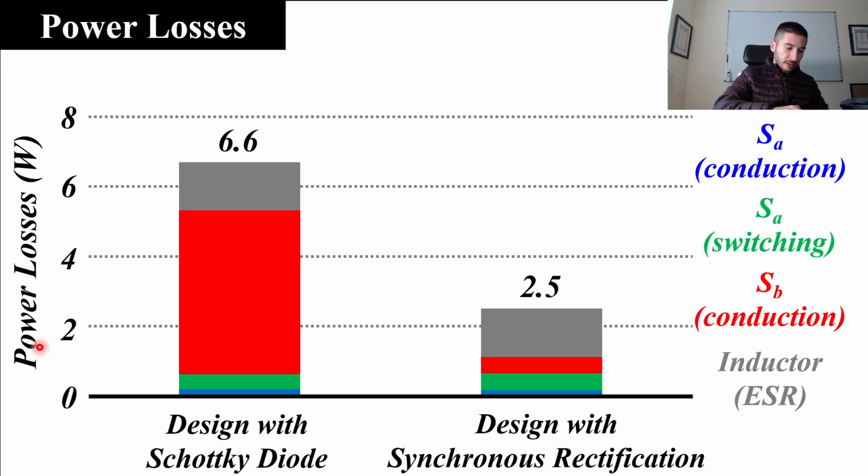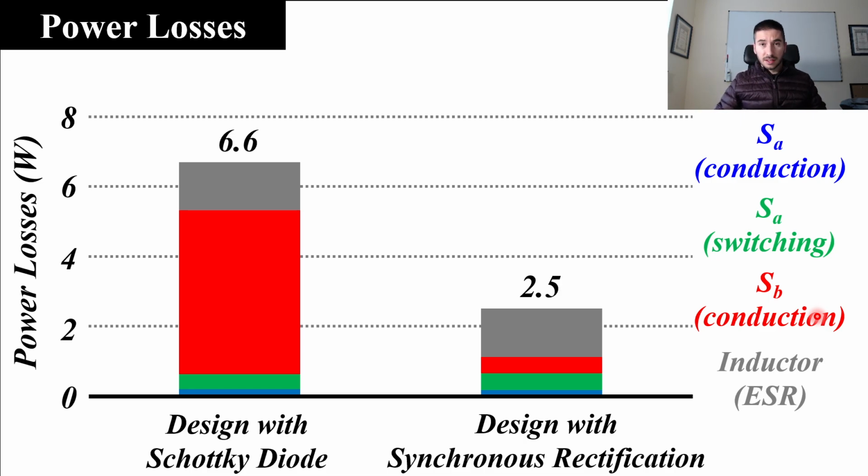Here we have the power losses for each design, and you have here the color code. In blue you have the conduction power losses of switch SA, in green the switching losses of that switch, in red you have the conduction losses of switch SV, and in gray you have the power losses of the inductor, which basically is the power losses we have in that series resistor that we consider in the simple model of the schematic. Well, why don't we have switching losses in switch SV?